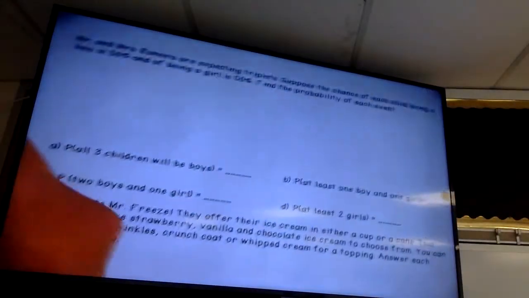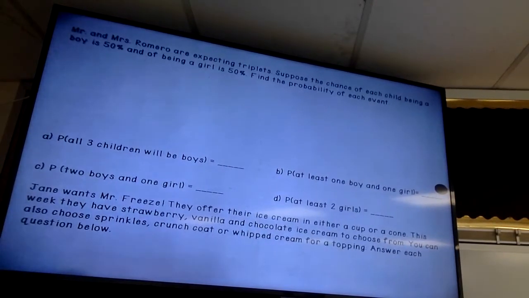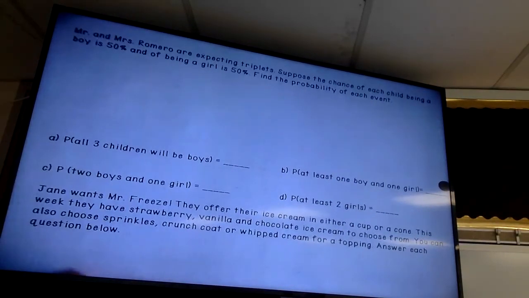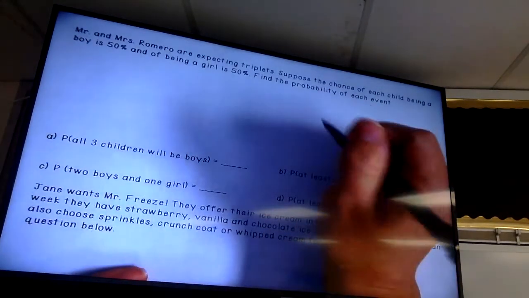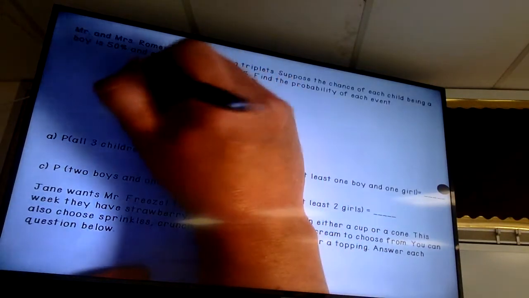So now they're going to get a little more complicated because now we're going to add a little bit more strands to our tree, more branches to our tree. So it says, Mr. and Mrs. Romero are expecting triplets. Suppose the chance of each child being a boy is 50% and a girl is 50%. Find the probability of each event. So they're going to have 3 babies.